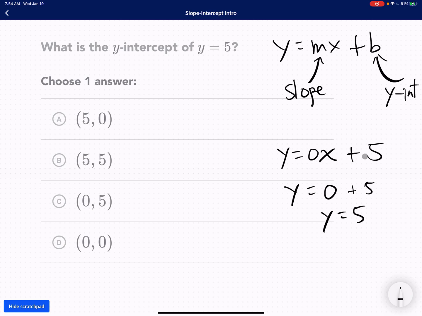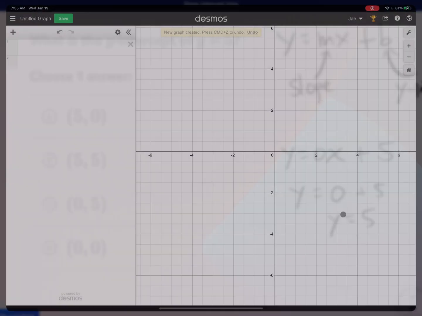Therefore, y equals 0x plus 5 is equal to y equals 5, which means that the slope right here is 0, which means there's no rise, so it's only going to be a run. I'll show you why that is. So we've got y equals 5, and you're like, okay, what does that mean? I'm going to show you.